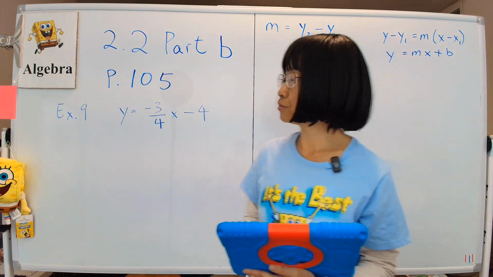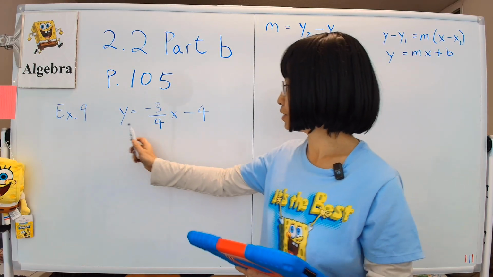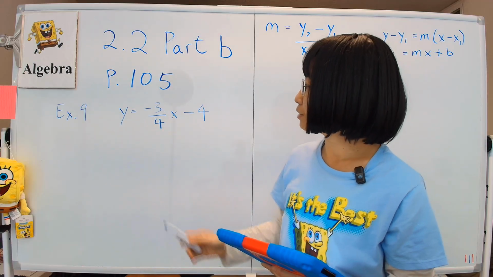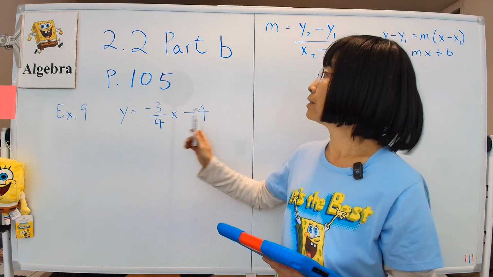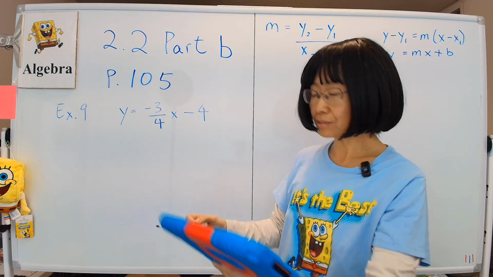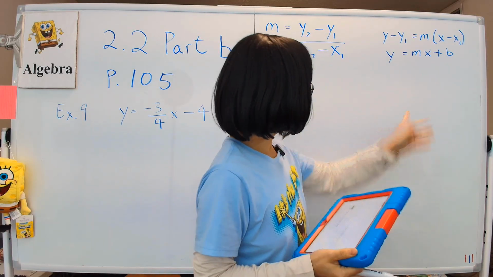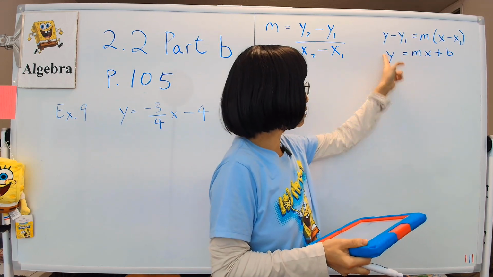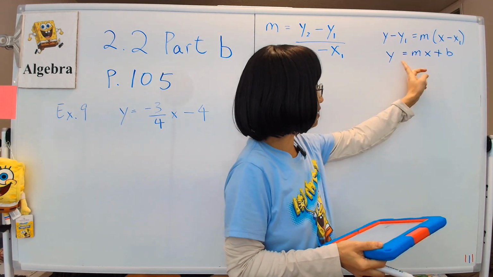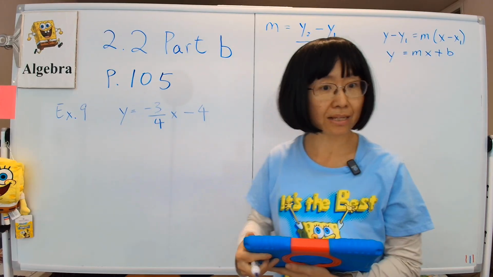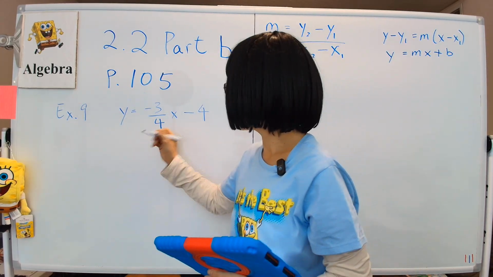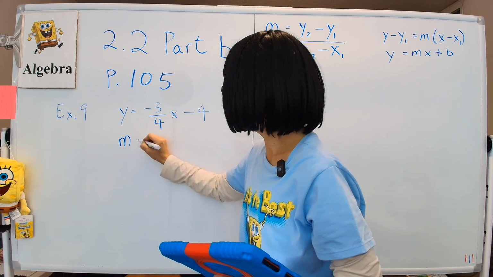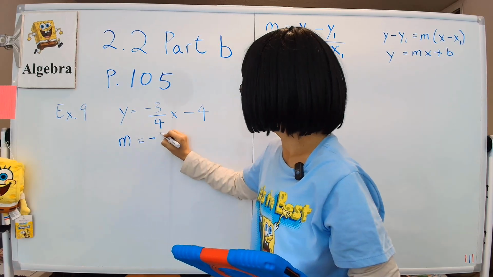So next, let's go to example 9 on page 105, where we have this equation of a line: y equals negative 3/4 x minus 4. Our job here is first to identify the slope. Any equation that looks like this, the slope is automatically the number in front of x. If the number in front of y is 1 and x is on the other side of the equation, then the slope is the number in front of x. So we can immediately say that the slope equals negative 3/4.